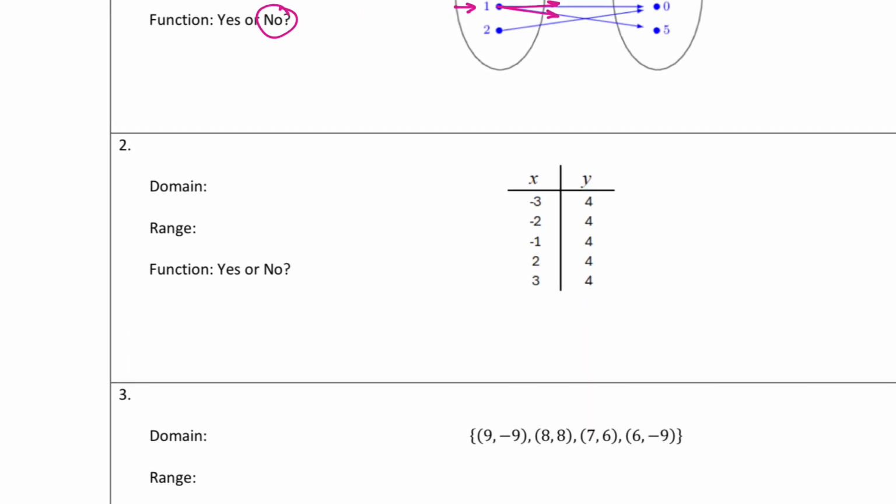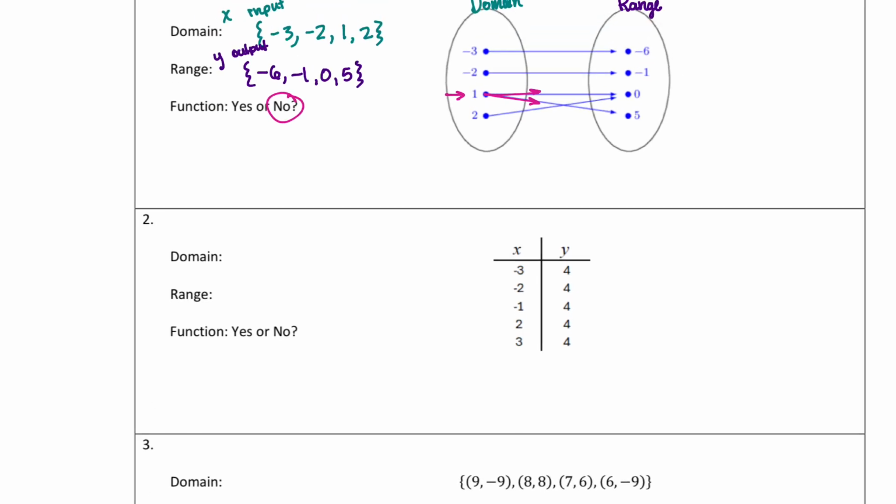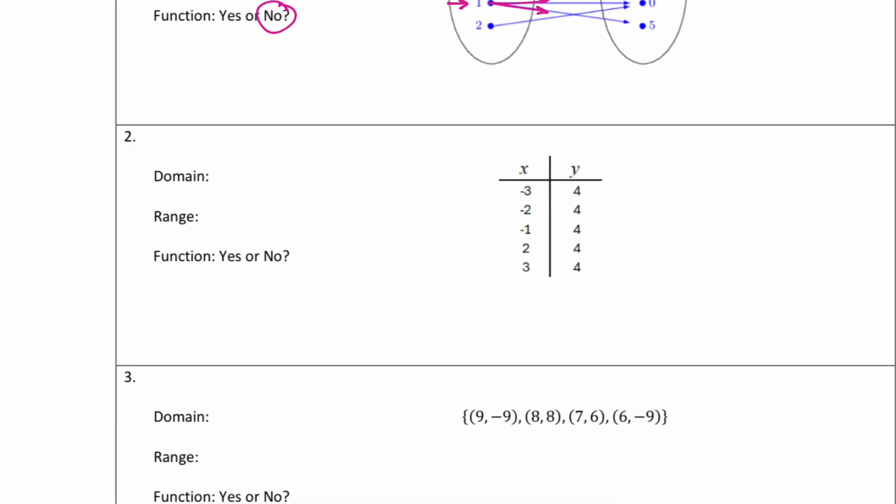Okay, this one. What's the domain? I can't remember what color I did. Teal first. Okay, so the domain are all of your x values. So -3, -2, -1, 2, and 3. Your y values are your range, and there's only 1.